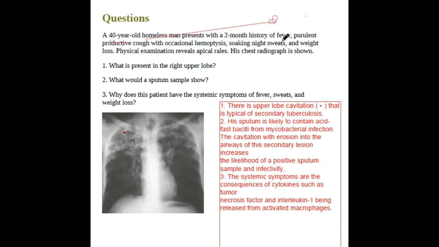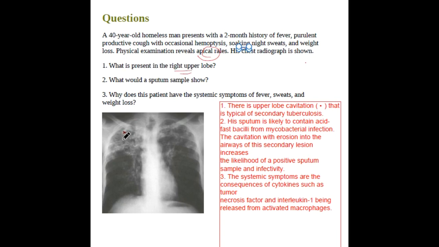A 40-year-old homeless man presents with a 2-month history of fever, productive cough, occasional hemoptysis, soaking night sweats and weight loss. Physical examination shows apical rales. His radiograph is shown in the figure. What is present in the right lobe?